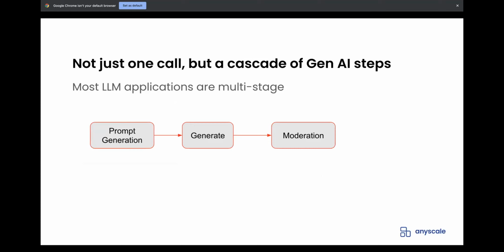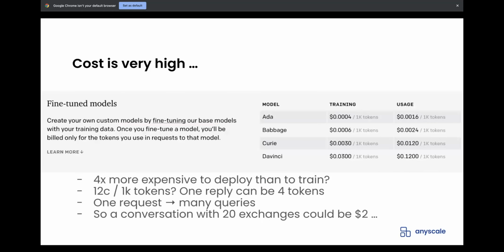Building a large language model based application has multiple stages, right? You need to generate your prompt, and then you generate the response. You need to moderate the response and then build your application. So if you think about this pipeline, there are multiple interesting challenges or issues. The first one, which many of us feel, is the cost.